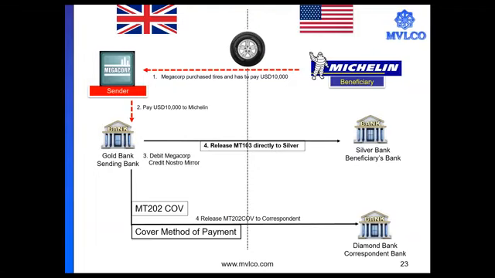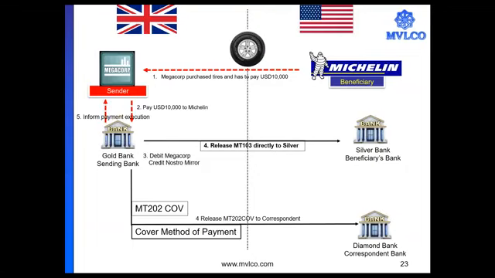It will have two sequences. Sequence A telling who is Gold Bank, who is Silver Bank, and sequence B telling Diamond Bank who is Michelin and who is the sender Megacorp. So in this 202 cover, though the series used is a bank-to-bank payment, it is used typically along with an MT103. So Diamond Bank, when it receives this message, would now have only one message to process.